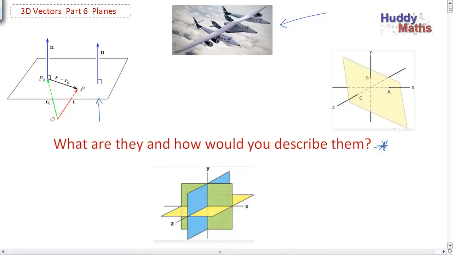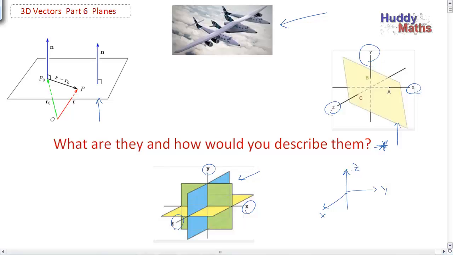So planes are flat surfaces, and here are some all lined up with the axes. You might have a look at these two examples, these screen clippings. What do you notice about those? That's not usually the way that we describe the 3D system. It's usually like this, but it doesn't matter. You could just rotate it around a little and have it in a different orientation like that.